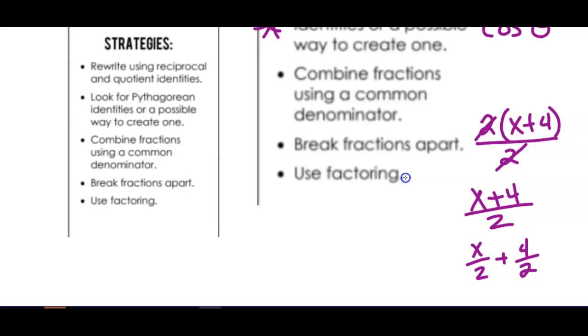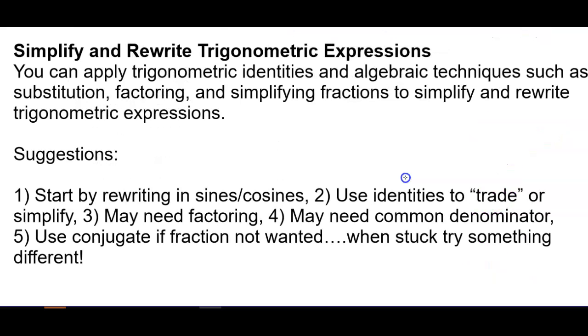And then use factoring whenever you have a squared or quantity. Look for factors. All right, this is from another year. I had this slide. I said, start by rewriting in sines and cosines. Look for identities to trade or simplify. You may need to factor, may need a common denominator. Use a conjugate if a fraction is not wanted. Try something different. If you get stuck, start over and try it a different way.